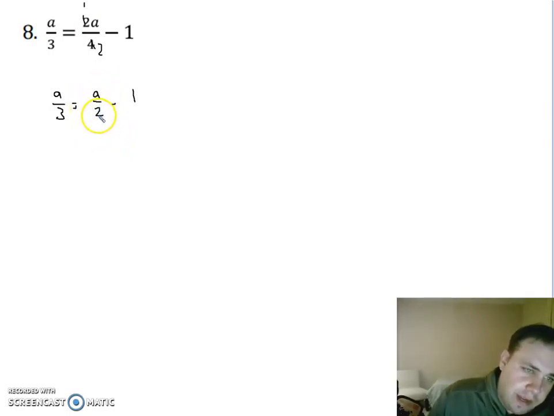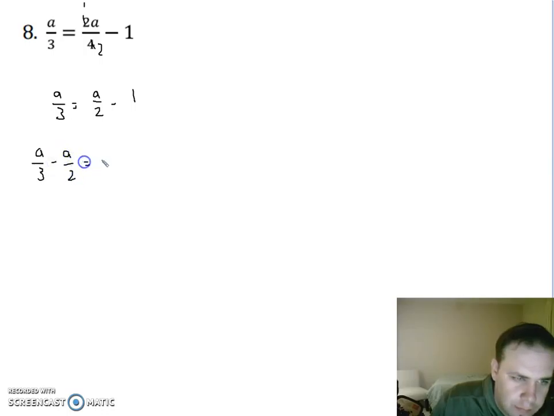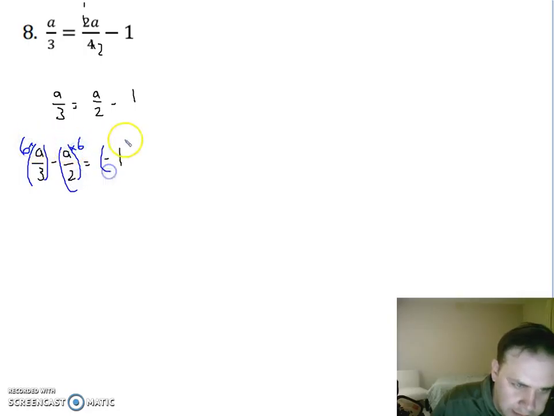So where I have a over 2, and it's positive on this side, on the other side it's going to be negative. So I have a over 3, take away a over 2. Where we have a 3 and a 2, we just talked about this. Our common denominator is going to be that we're going to multiply everything by 6. So multiplying this by 6, this by 6. Don't forget to put times 6.